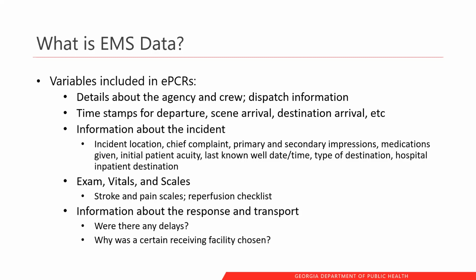We look at chief complaint. We also look at primary and secondary impressions of the personnel, medications that were given, the initial patient acuity, the last known well date and time, the type of destination that they're going to. So are they going to the emergency room? Are they going to not an ER? Are they going to a nursing home? And then we can also look specifically at the hospital inpatient destination. And sometimes it's filled out, sometimes it's not, but it can be really useful information.